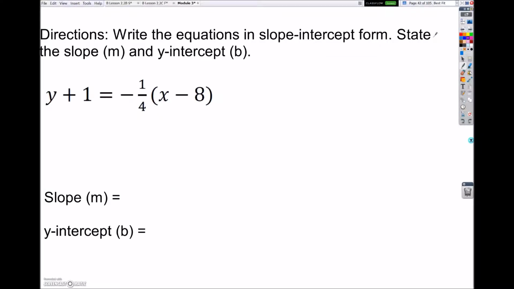So what we're going to do is we're going to be given a bunch of equations, and they're not in slope-intercept form. They look all weird and different, and what we need to do is convert them into y equals mx plus b, which means we need to get the y all by itself. There's no parentheses, no nothing.